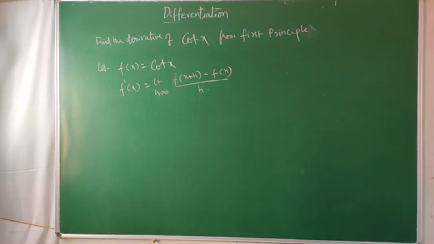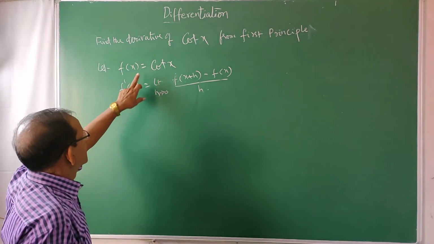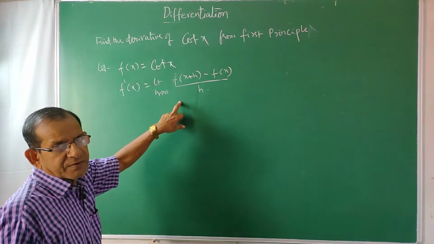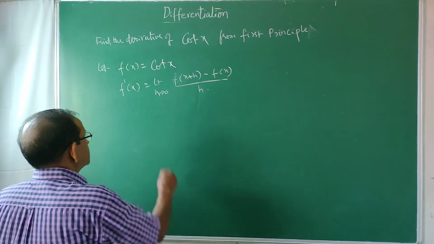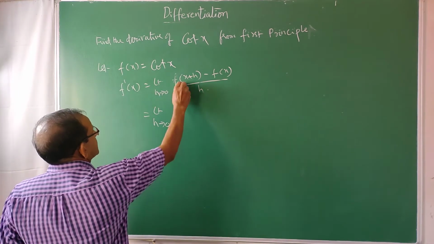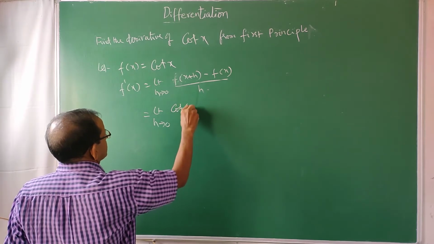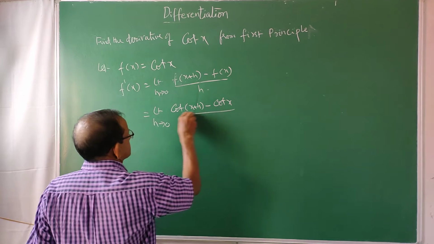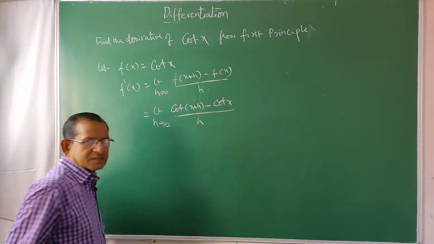Now find the derivative of cot x from the first principle. So I have to take f(x) as cot x. So this is the formula for f dash x from first principle. So substitute these values, limit h tends to 0, cot(x plus h) minus cot x by h, because f(x) is cot x.